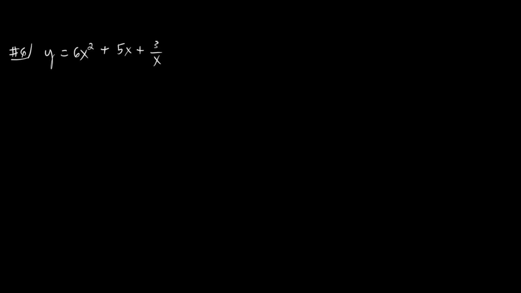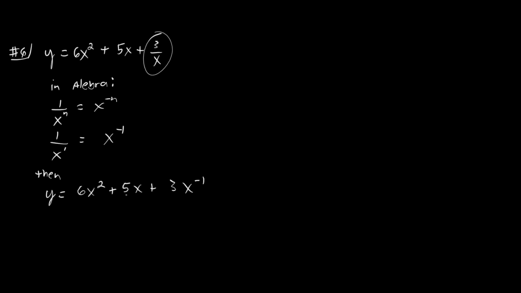For number 6, we have y is equal to 6x squared plus 5x plus 3 over x. In this problem, we have a variable x as a denominator, but we can move it and it becomes a numerator. In algebra, 1 over x raised to n is equal to x raised to negative n. This means you can move it from denominator to numerator or vice versa by changing the sign of its exponent. Hence, 1 over x is equal to x raised to negative 1.